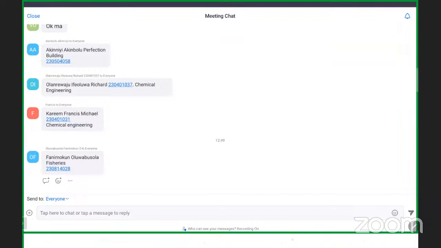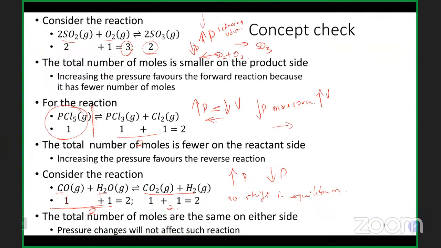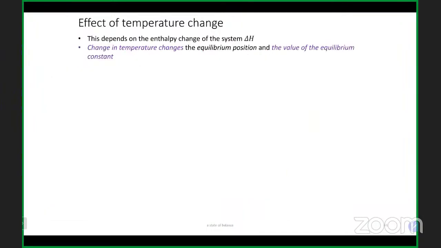Okay. So let's look at temperature. So we said temperature changes the position of equilibrium. In addition, it also changes the equilibrium constant. How do we look at it? We need to consider the delta H of the system. Delta H is the change in enthalpy. So this is what we studied in thermochemistry.